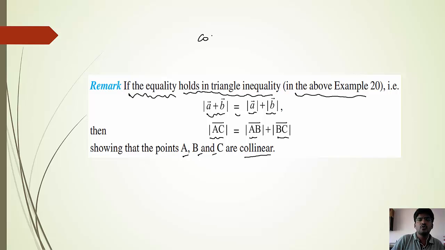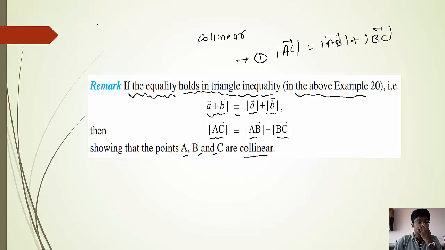That means from this remark we understand that whenever you want to prove collinearity, one technique is to show that the length of AC must be equal to the length of AB plus the length of BC, because collinear means if this is the line, this is point A, this is point B, this is point C. All the 3 points are on the same line. That's why the points A, B, C are called collinear points.